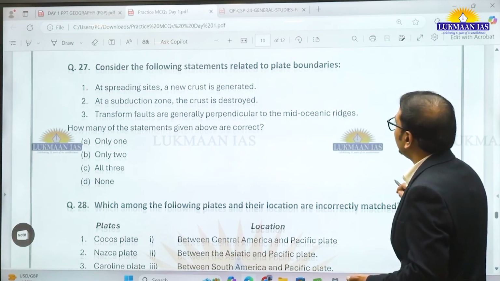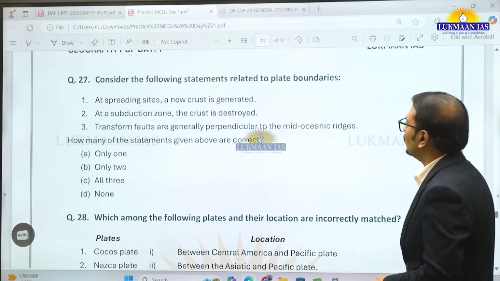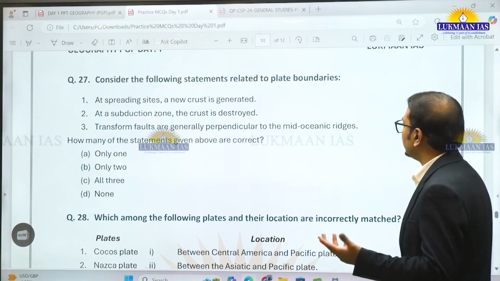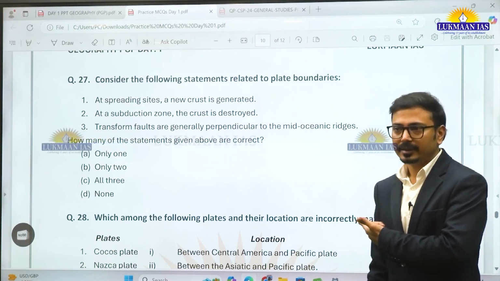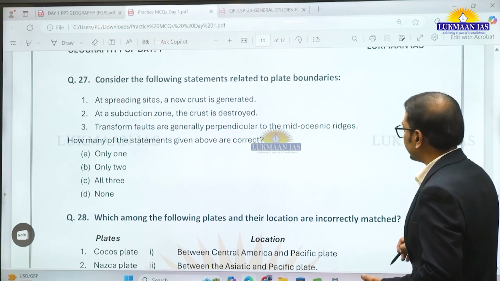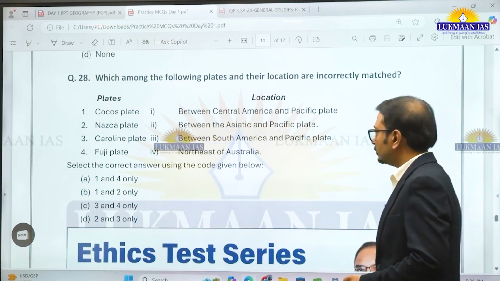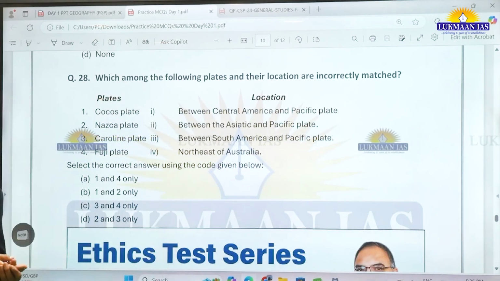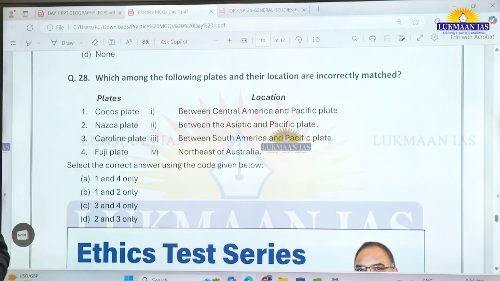Finally, ये क्या है? Plate boundaries: at spreading sites, new crust is generated. At subduction zone, crust is destroyed. Transform faults are generally perpendicular to... ये मैंने अभी concept explain किया आपको, right? They are perpendicular to the mid-oceanic ridges. All three statements are correct here. What about this one? Very good. Yes, online students. Your efforts are appreciated. Good.